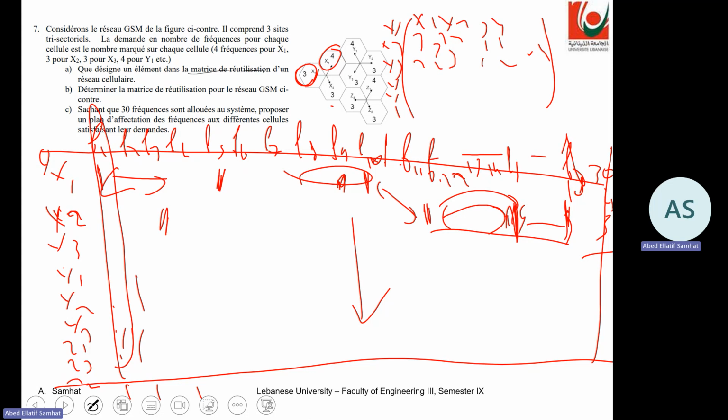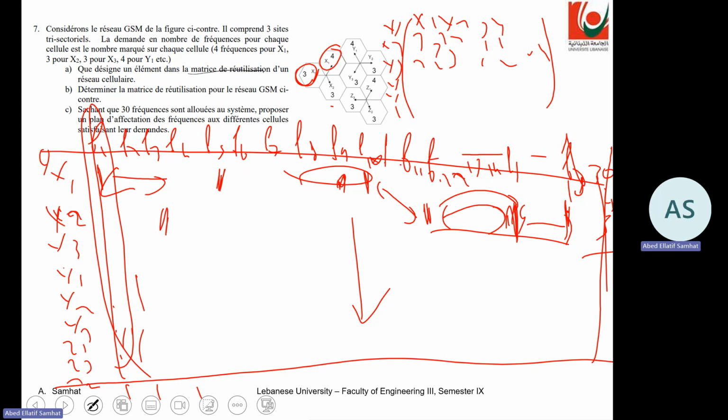So I will ask you to complete this. This is very important, and this will give us an allocation plan: how to allocate the frequencies to the cells in order to respect the different constraints related to the interference within the cell and the adjacent interference coming from the other cells' adjacent frequencies. So this is a simple example. We do it manually just to understand the concept.